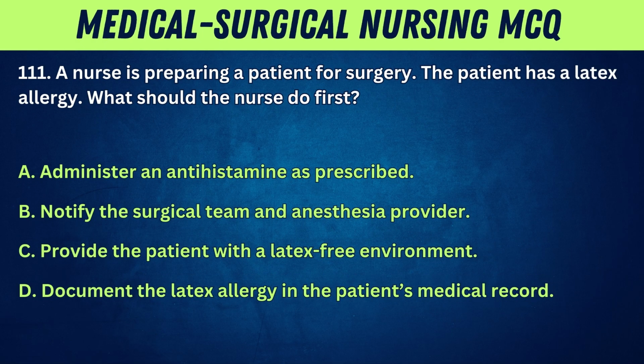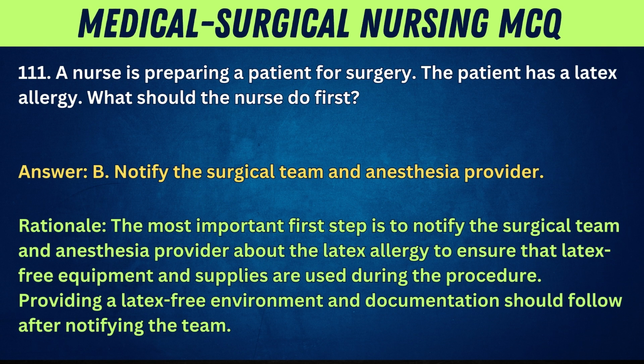111. A nurse is preparing a patient for surgery. The patient has a latex allergy. What should the nurse do first? A. Administer an antihistamine as prescribed. B. Notify the surgical team and anesthesia provider. C. Provide the patient with a latex-free environment. D. Document the latex allergy in the patient's medical record. Answer: B. Notify the surgical team and anesthesia provider.